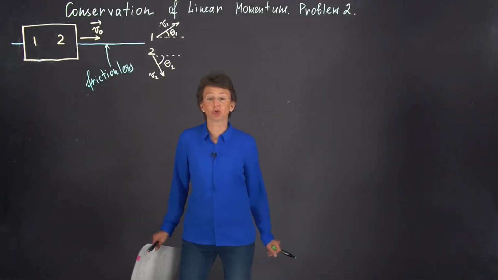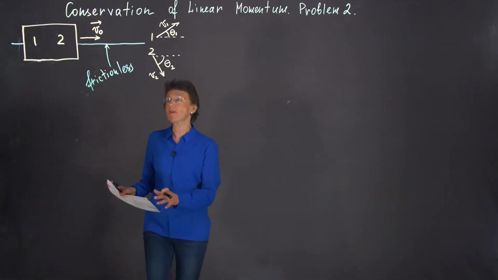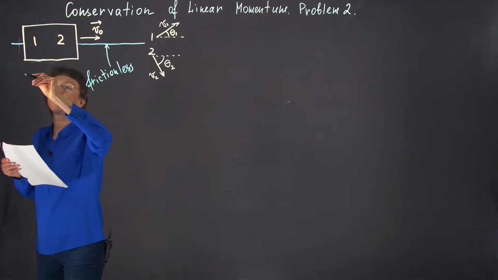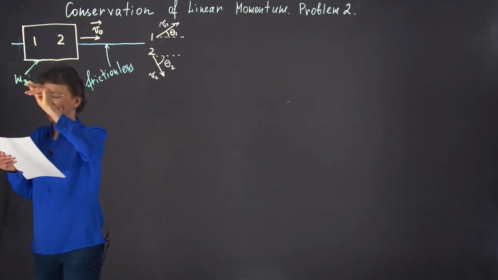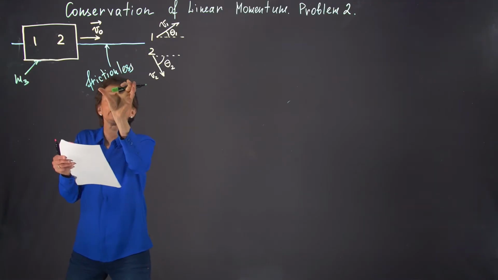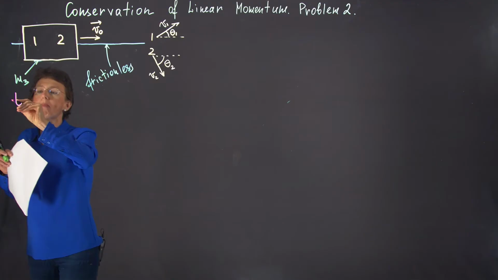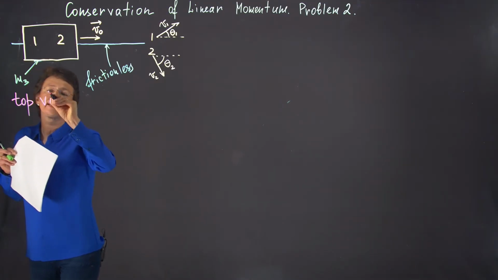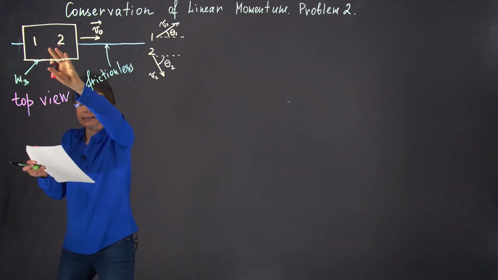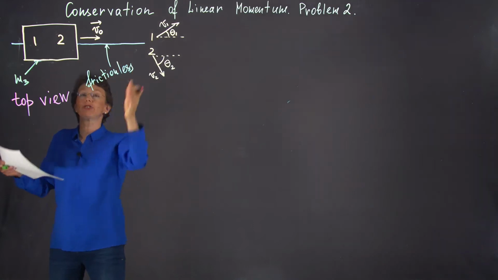Our problem 2 in this module on conservation of linear momentum. What is this problem about? A sled of mass m3 is sliding on an icy, frictionless, horizontal surface. This is horizontal, this is top view. And this sled is sliding with the velocity of magnitude v naught, and the direction is given.